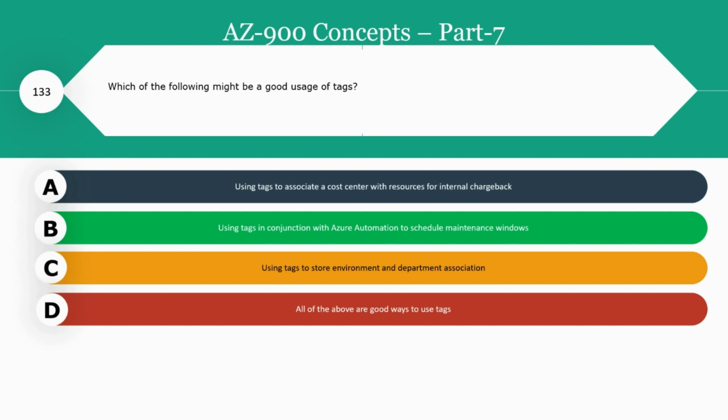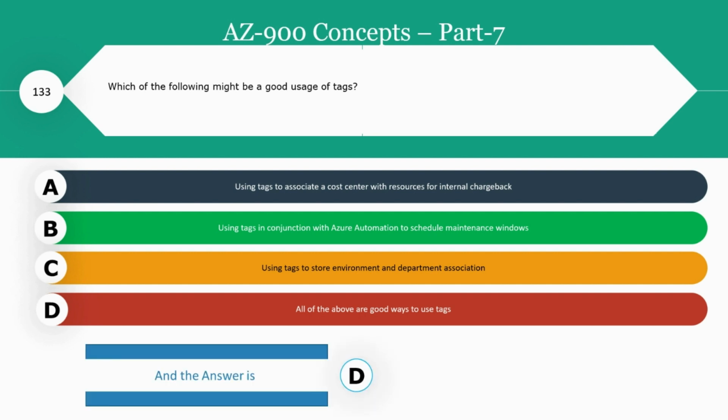Which of the following might be good usage of tags? Option A, using tags to associate a cost center with resources for internal chargeback. Option B, using tags in conjunction with Azure automation to schedule maintenance windows. Option C, using tags to store environment and department association. Option D, all of the above answers are the good ways to use tags. The right answer for this question is option D.